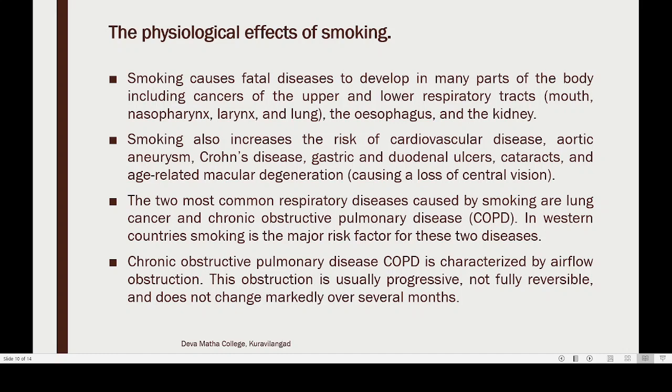Then smoking also increases the risk of cardiovascular disease. Cardiovascular disease means disease affecting your heart as well as your blood vessels. Then aortic aneurysm. Aneurysm means bulging of the aorta. Then Crohn's disease is a type of disease affecting your intestine. Gastric and duodenal ulcers will be there.